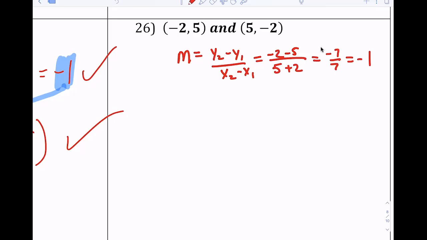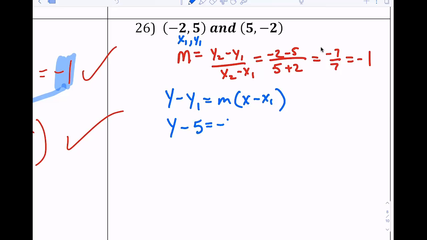All right, now you're writing the equation. Remember the point-slope equation: y minus y1 equals m times x minus x1. So this is x1, this is y1. So y minus 5 equals negative 1 times x plus 2. That is the answer. You good on that?